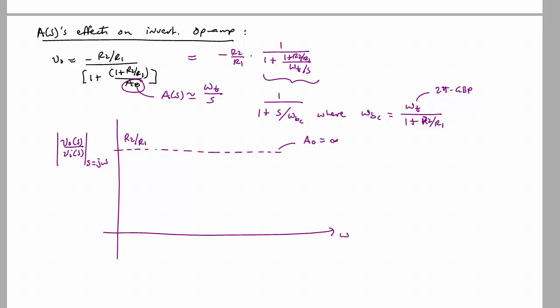Then we would have this one if A naught was finite but constant. This would simply be R2 over R1 divided by 1 plus R2 over R1, the whole thing over A naught. So something smaller than the ratio of R2 over R1.